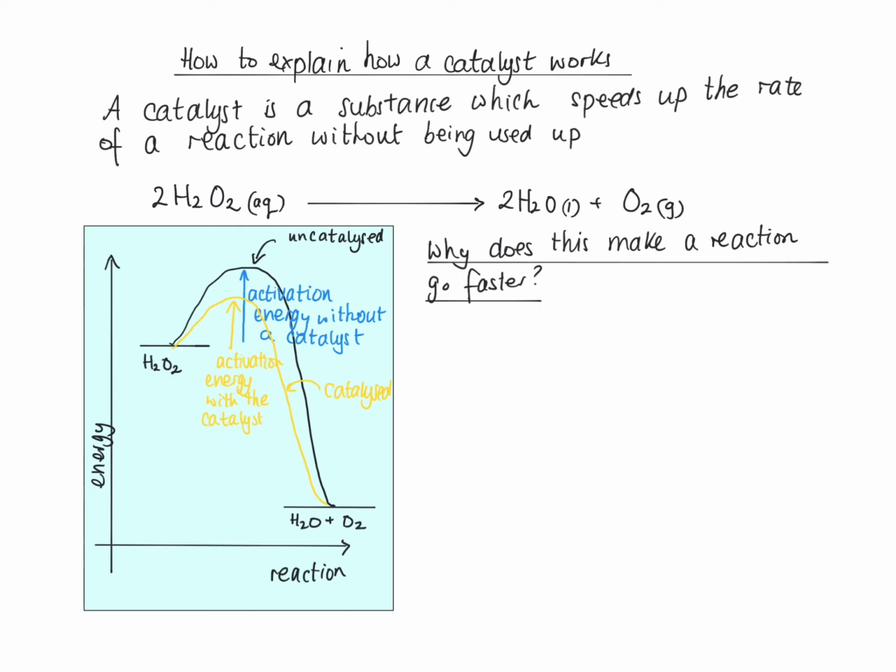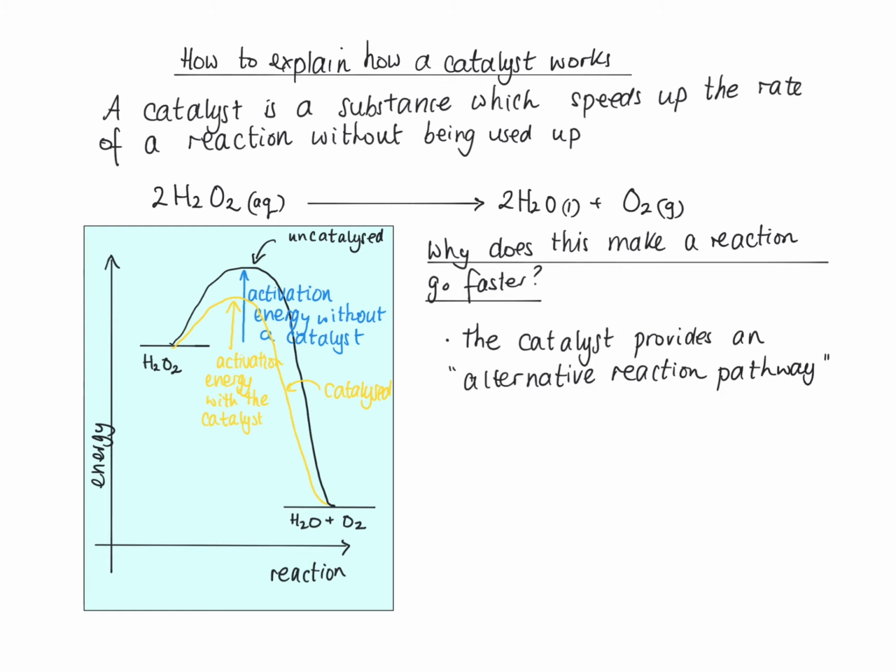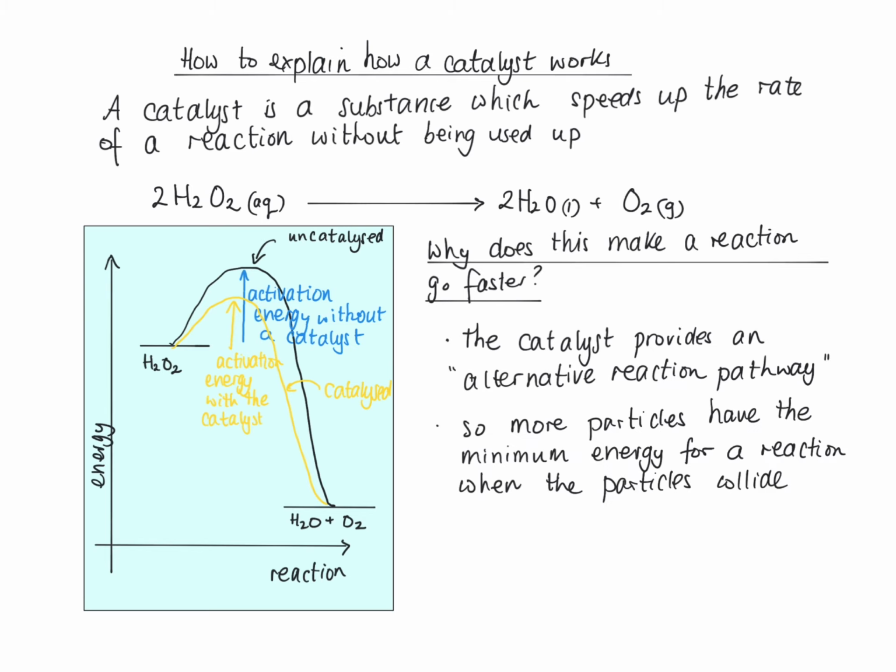So the question is, how does this make a reaction go faster? So the catalyst provides what we call an alternative reaction pathway, and that means more particles have the minimum energy for a reaction when the particles do collide. That means there are more successful collisions per second with a catalyst.